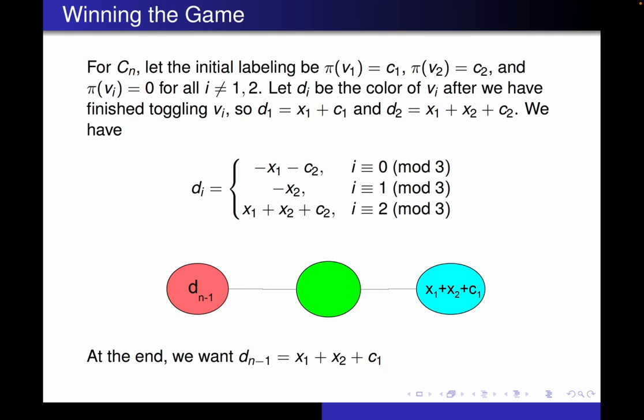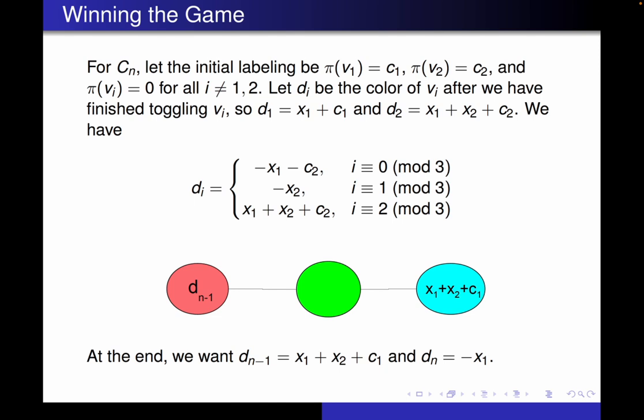So we need that, right? Because if they're not the same color, no matter how we toggle the green one, one of them is going to be off and one of them is going to be on. So we need that dn minus 1 to be the same as the one on the right, the x1 plus x2 plus c1. But also, remember, that green one at the very beginning was affected by v1. When v1 was hit x1 times, it turned vn the label xn, which means that we also want dn to be negative x1 to cancel that out. It's a little bit complicated, but that's how it goes.